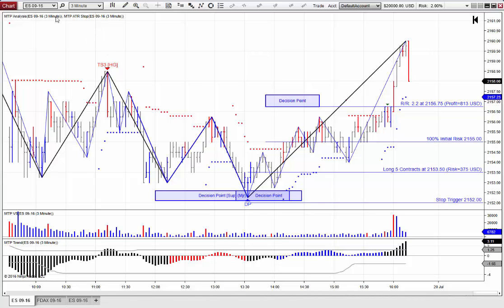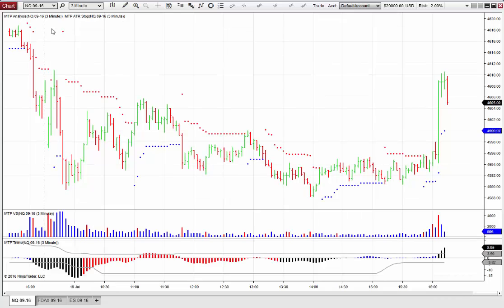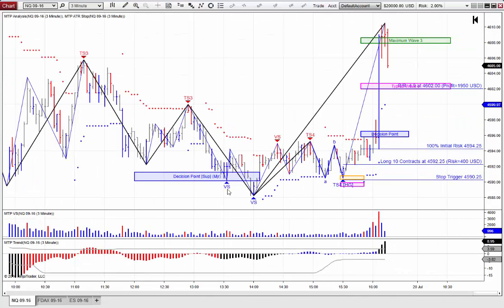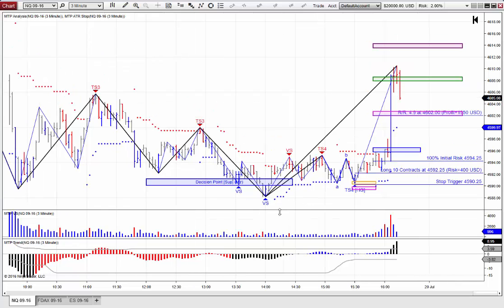But the star of the show was the NQ, where we had some nice sell setups on the way down, catching the lows of the day here, including a VS buy setup here, again on the very bar of the low of the day at about 2 o'clock, that had a nice small profit. And then the star of the show was that TS4 holy grail buy setup on a blue MTP trend a bit later in the day.